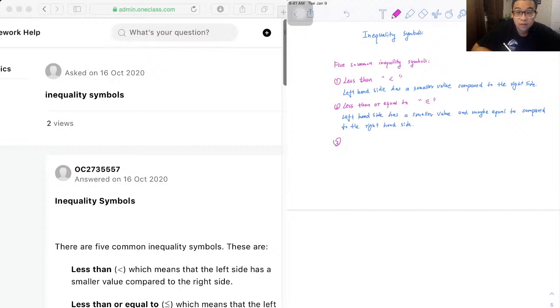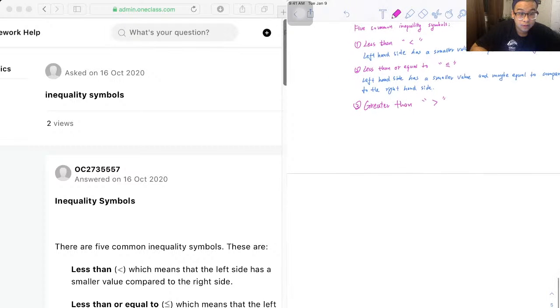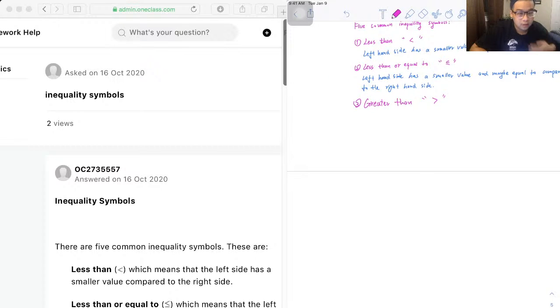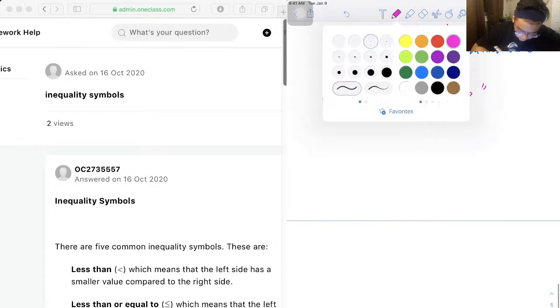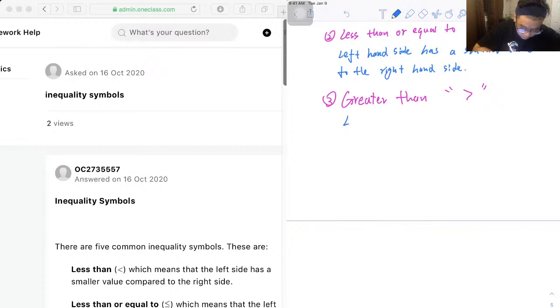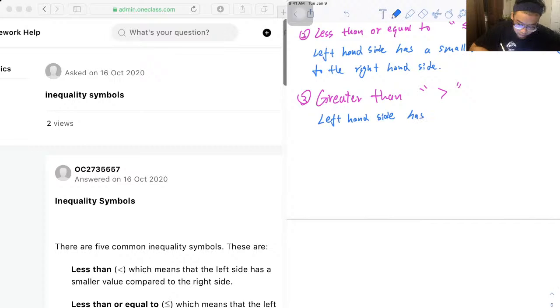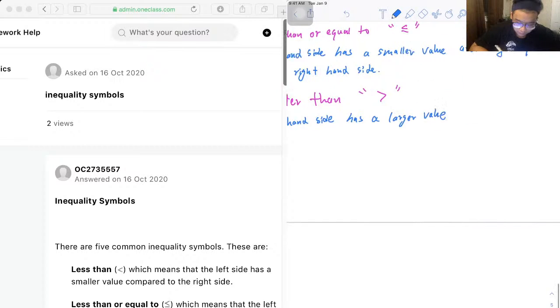And the third one will be greater than. So the symbol looks like this. So this is completely opposite from less than. So this means the left hand side has a larger value compared to the right hand side.